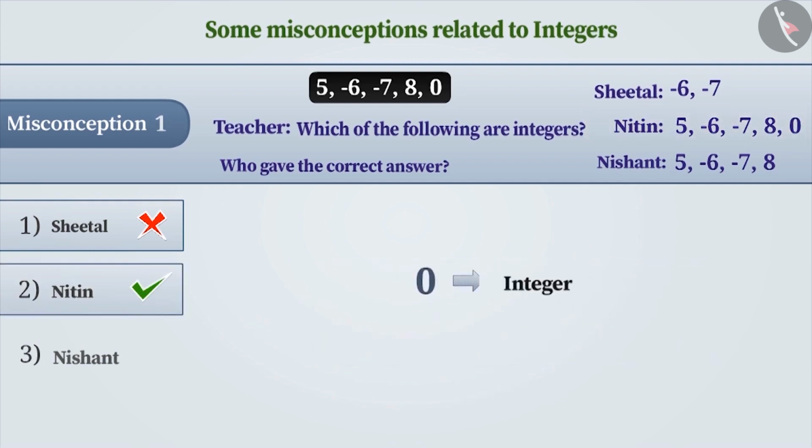Many times, 0 is not considered an integer. Nishant has ignored this here. Yes, it is true that no sign is associated with it. But it is important to understand that 0 is also an integer. That is, Nishant's answer is also wrong. So option 3 is not the answer.